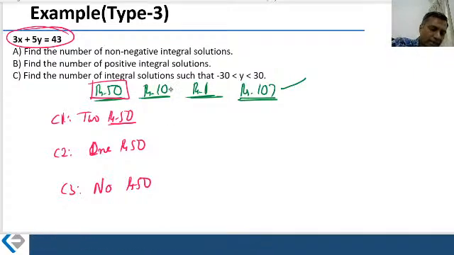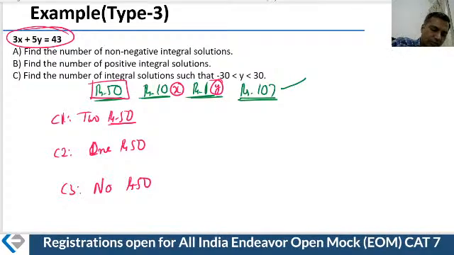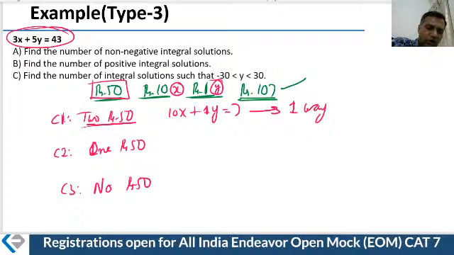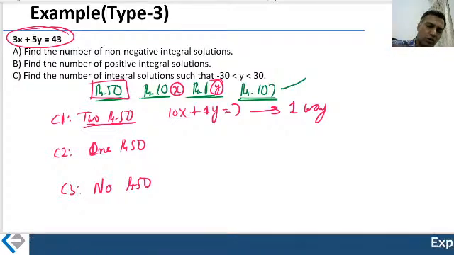Assume that he will use x 10 rupee notes and y 1 rupee notes. So the remaining equation is 10x plus 1y equals 7 rupees. Why 7 rupees? After giving 2 rupee 50 notes, you have to pay 7 more rupees. That is one way: just give 7 1 rupee notes, because you can't even use a 10 rupee note here, and it's done.